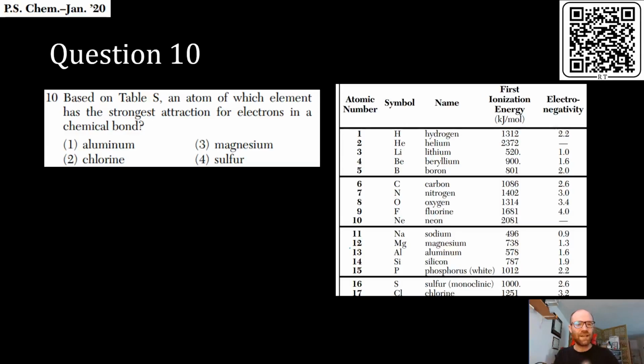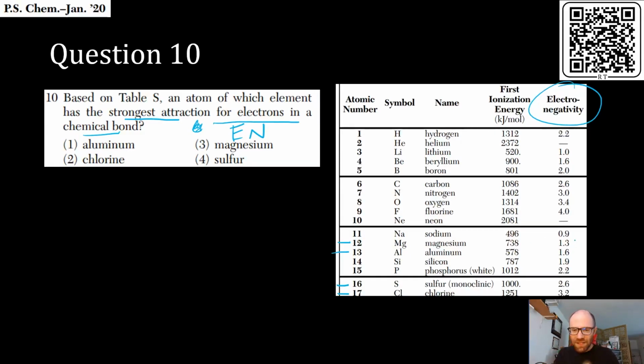Based on Table S, an atom of which element has the strongest attraction for electrons? They're hitting us hard with these periodic table questions. This is electronegativity. I'm going to abbreviate, EN, found right here. Table S, strongest attraction for electrons in chemical bonds. So we've got aluminum all the way going to sulfur. Here we've got aluminum. Oh, we've got magnesium too. And chlorine. Aluminum to sulfur.